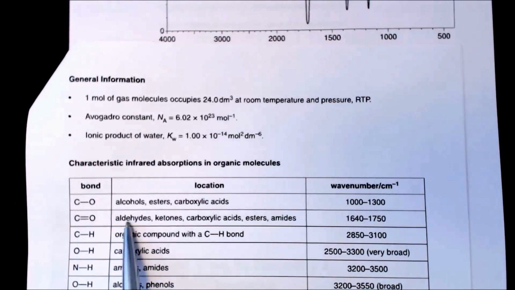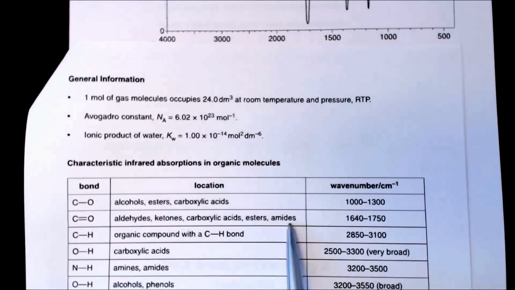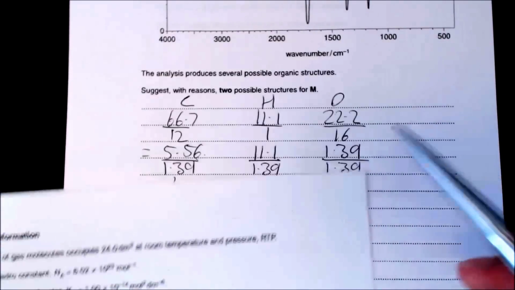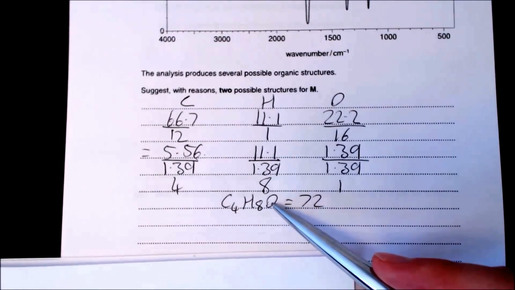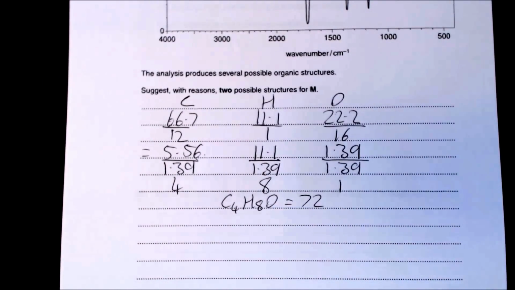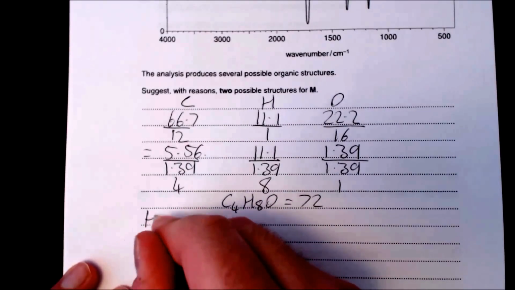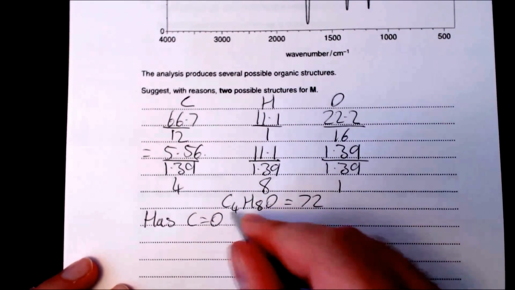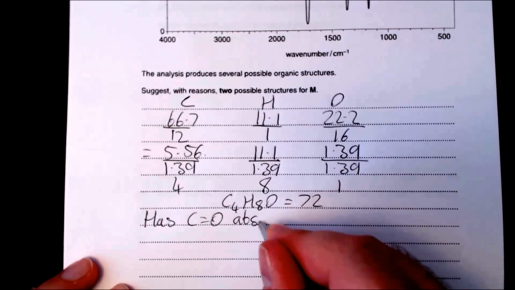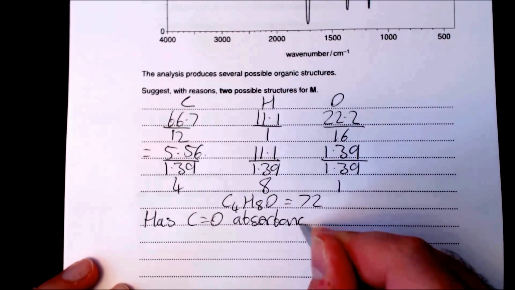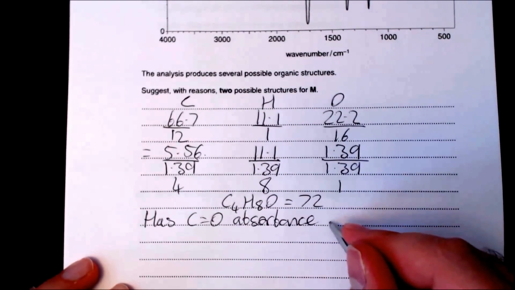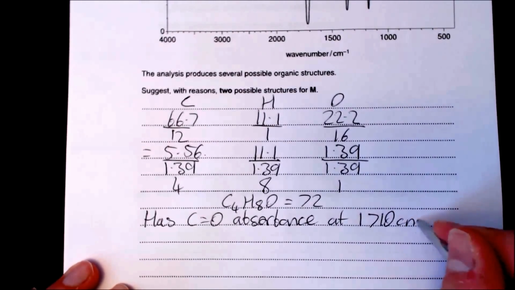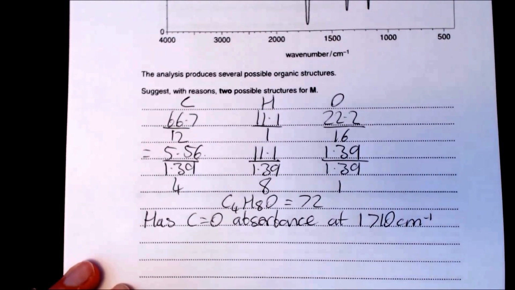So that tells us we've got an aldehyde, ketone, carboxylic acid, ester, or amide. But we've got this carbonyl group here. And that fits in with our formula as well, because we have to have an oxygen, but just one of them. So actually, it has a C double bond O absorbance. And this is going to be at roughly about 1710 per centimeters.